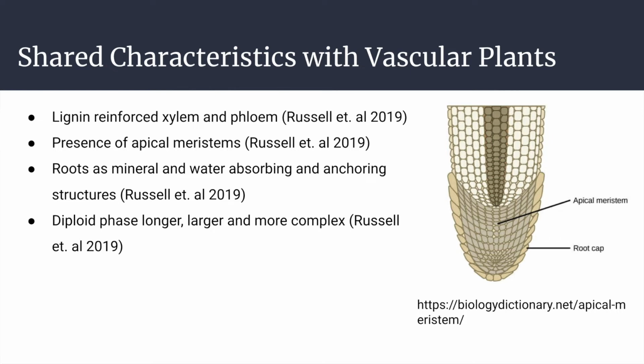They have roots as mineral and water absorbing and anchoring structures. And their diploid phase is longer, larger, and much more complex than that of non-vascular plants. The diploid or sporophyte phase begins after fertilization, and in vascular plants, it is the phase that is longer and where the plant is larger. The haploid gametophase is much smaller and shorter, and that is during the time when the plant has produced spores.